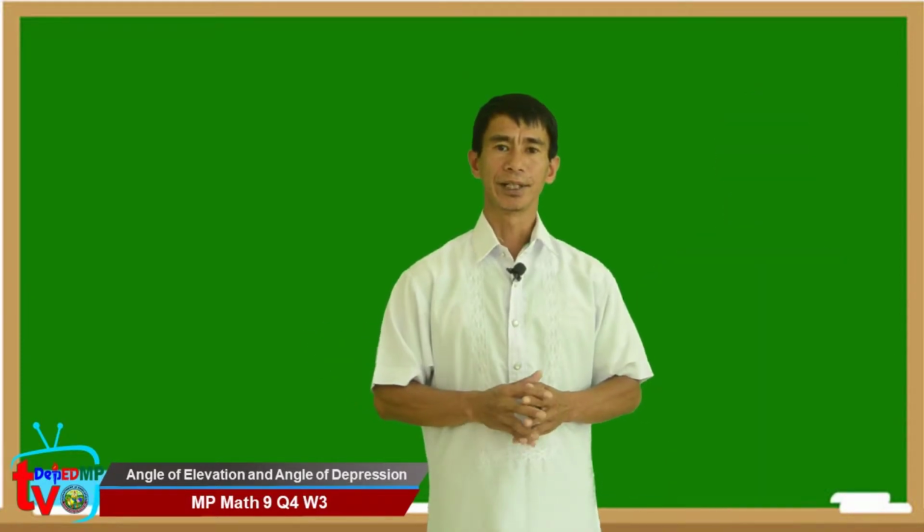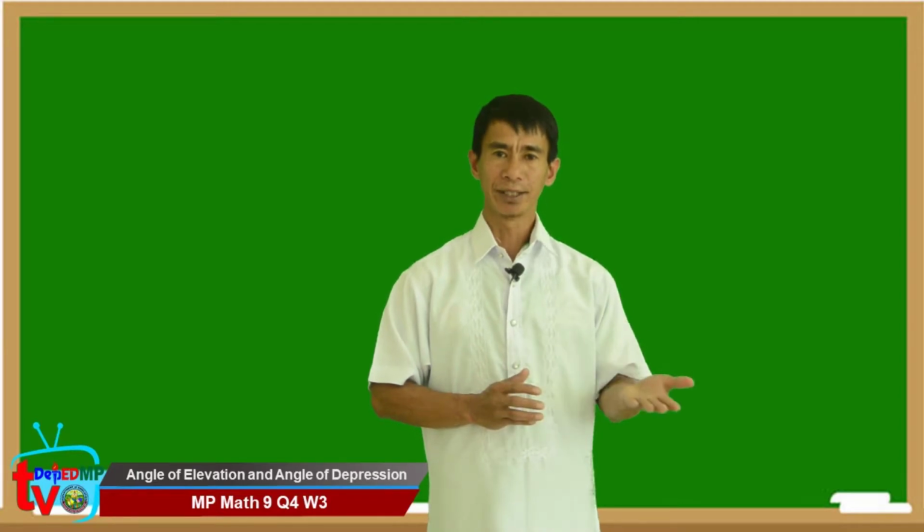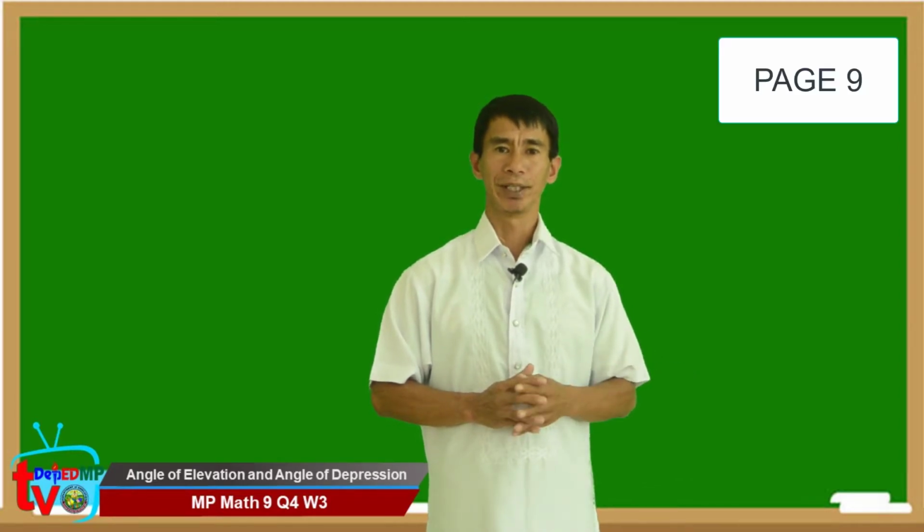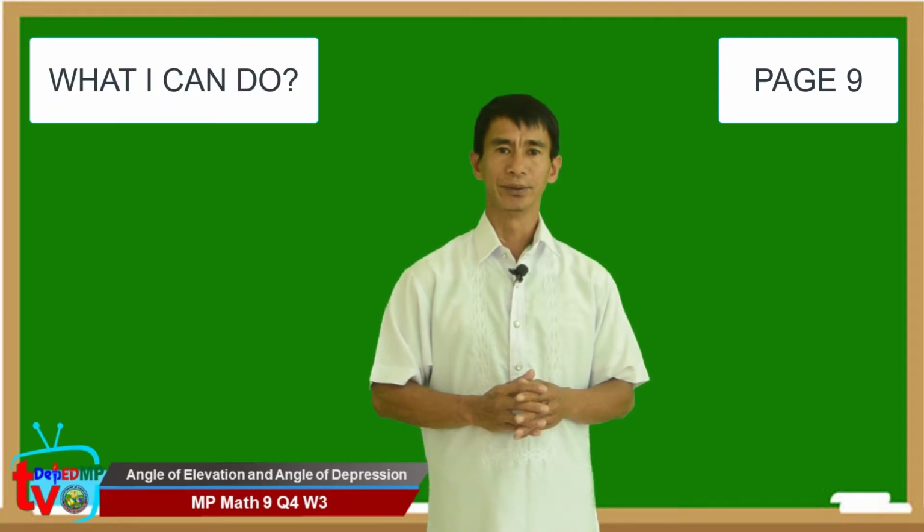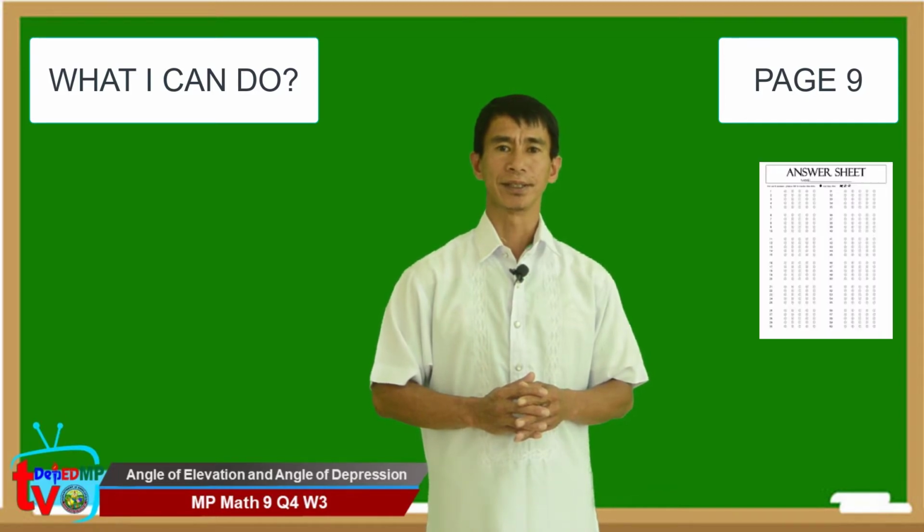Now, after answering the part What I Have Learned, we have a simple, challenging problem to do on page 9. We have the part, What I Can Do. Read and understand the problem carefully. Answer what is being asked. Write your solution on your answer sheet. You may work on this part for 8 minutes. Pause the video and start working.